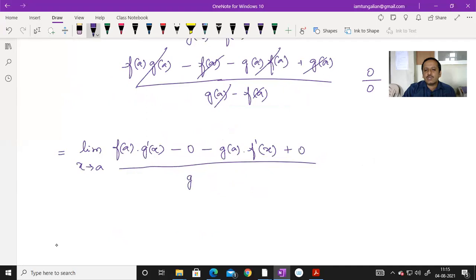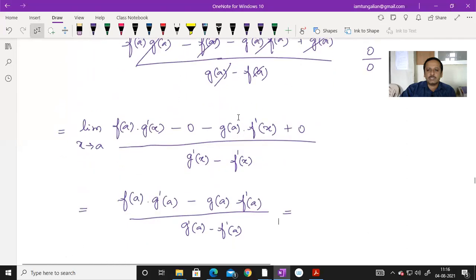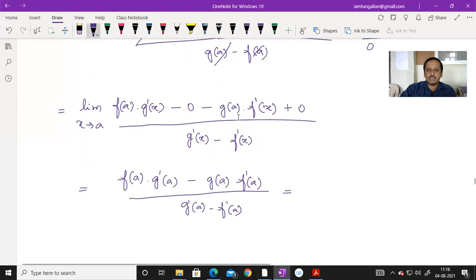The derivative of this is g dash of x minus f dash of x. Now apply the limit as x tends to a. When I apply the limit as x tends to a, what do we get? f of a minus g of a into f dash of a divided by g dash of a minus f dash of a. So given that f of a by g of a is equal to k, I'll substitute k into f dash of a minus k divided by g dash of a minus f dash of a.